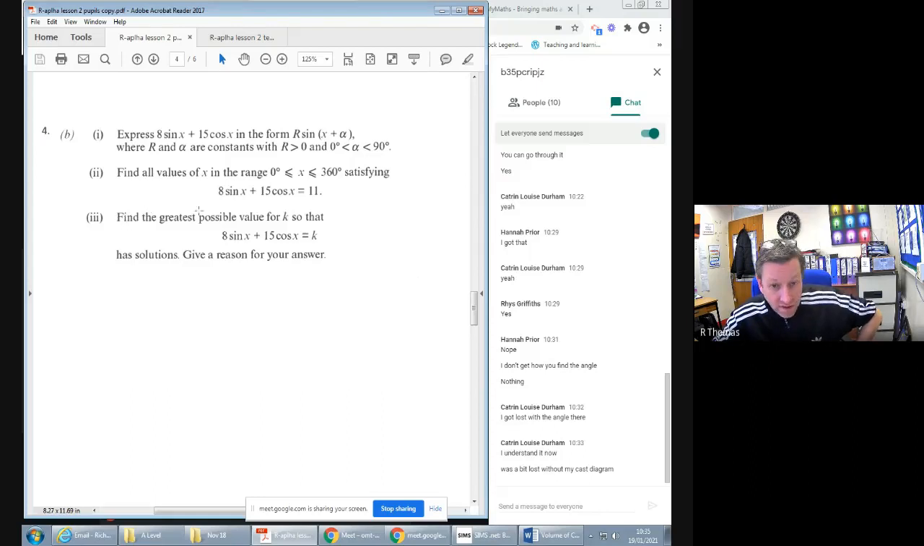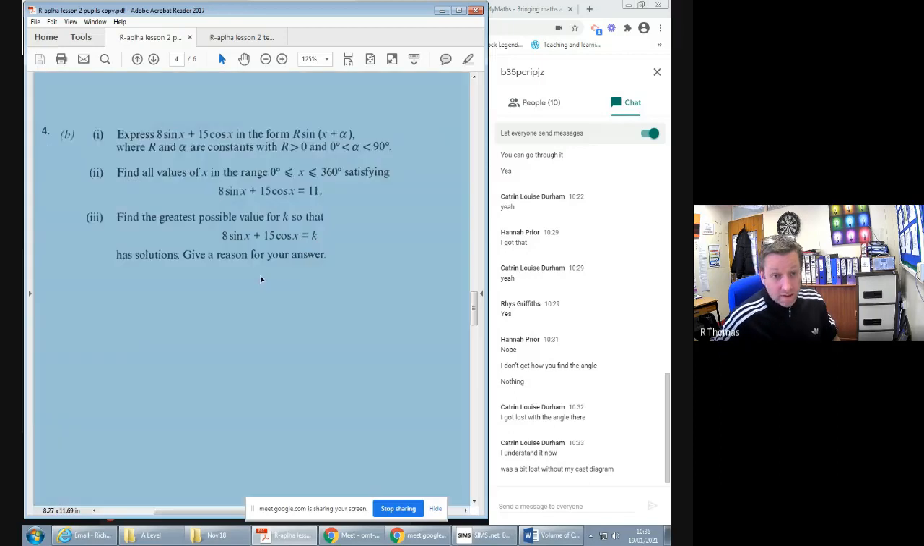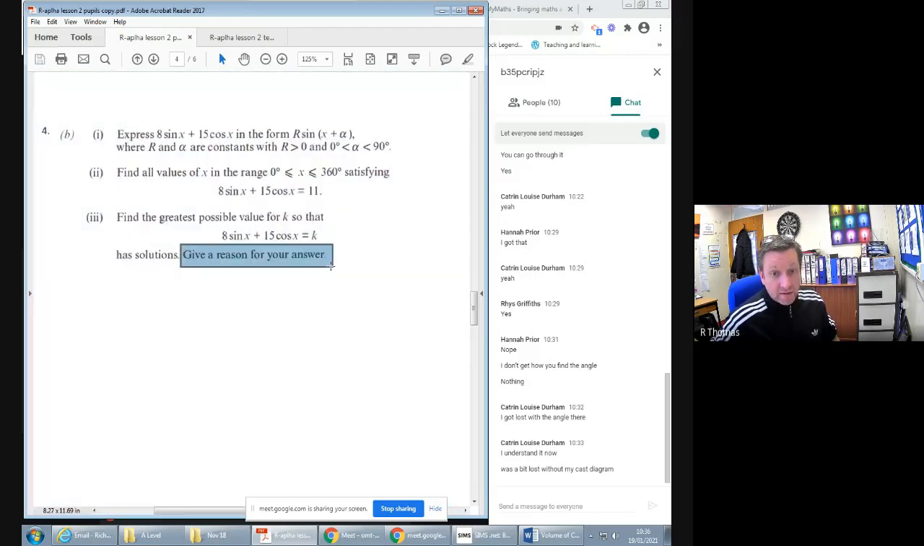And it says, find the greatest possible value for k for this. And of course, there's no fraction this time, so that confused the students. Hang on, there's no maximum or minimum. What am I going to do here? Well, you're just going to figure out what r sine x plus alpha is. And the greatest possible value will be when sine is 1. So it'll be 1 times r, whatever r is, 17. So that's going to be your greatest possible value for k. And it did ask, give a reason for your answer. And of course, it's because the maximum value of sine is 1.